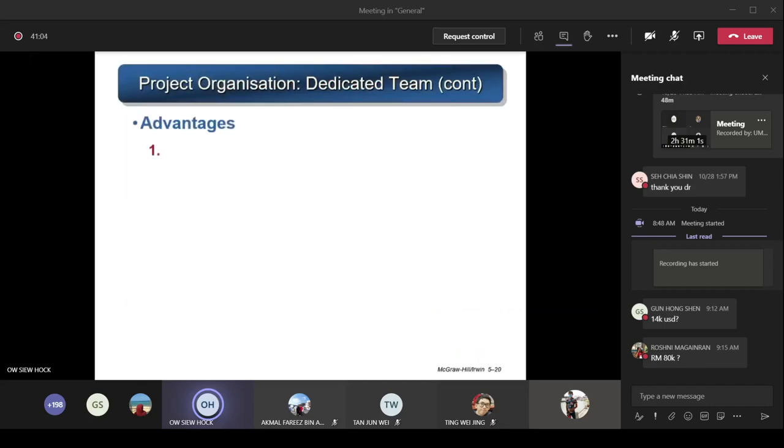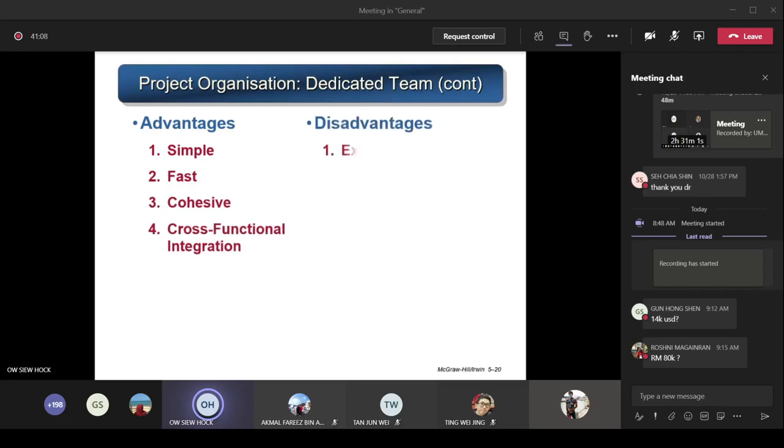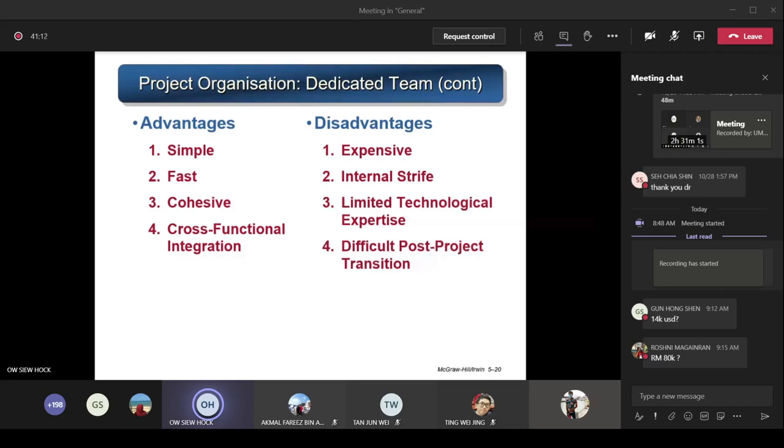Because of this structure, you can see the advantages. It's very simple because everyone is chosen and just focusing on the project, so it is very fast. You're not doing other jobs, only that project. So it's cohesive. You all sit together and do the job together, moving towards achieving the goal you set for that project. And then you have cross-functional integration. Everybody is picked from different departments, and they help each other, each contributing to the success of the project.